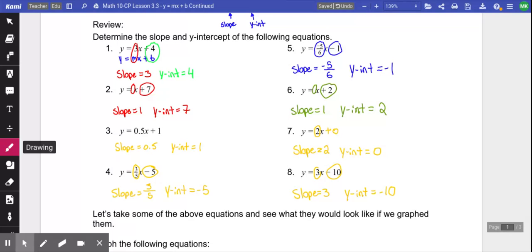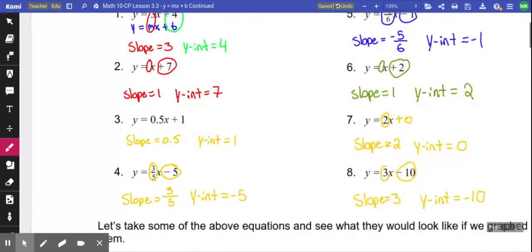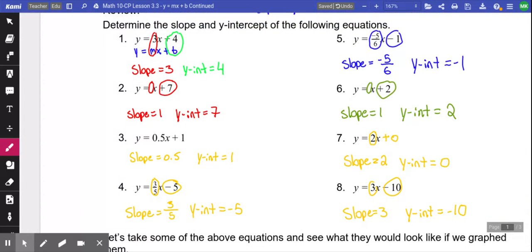The reason that's so important is now what we're going to do is we're going to take those equations where we were figuring out slope and y-intercept, and we're going to try to turn those equations into graphs, because we know that graphs can have slopes and y-intercepts, so we can turn these equations into pictures, into straight lines.